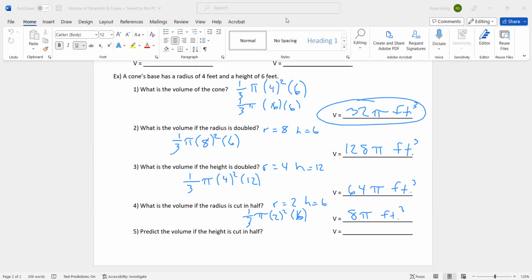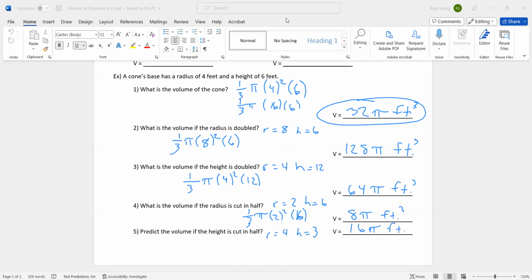See if you can predict the volume if the height is cut in half. So just make sure you understand what I'm saying. The radius is 4 and the height instead of 6 is 3. If you predicted that if the height is cut in half, the volume would be cut in half, you would be correct.